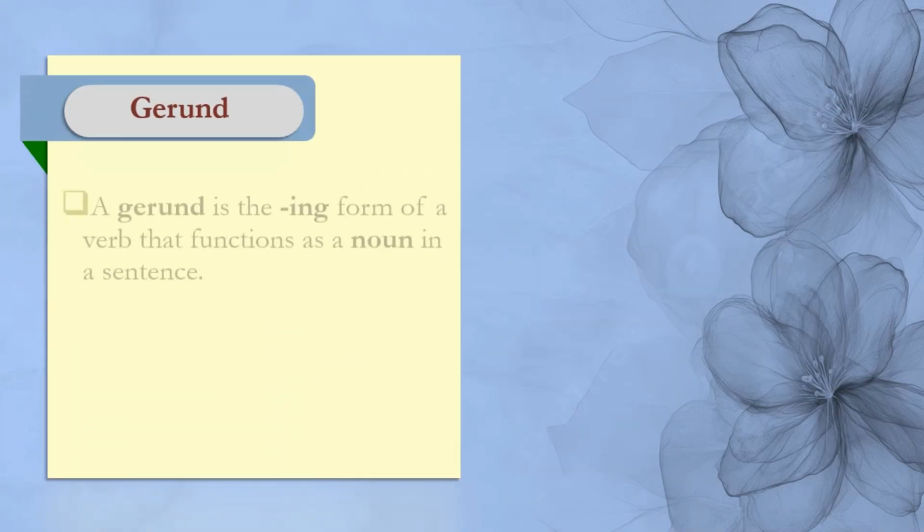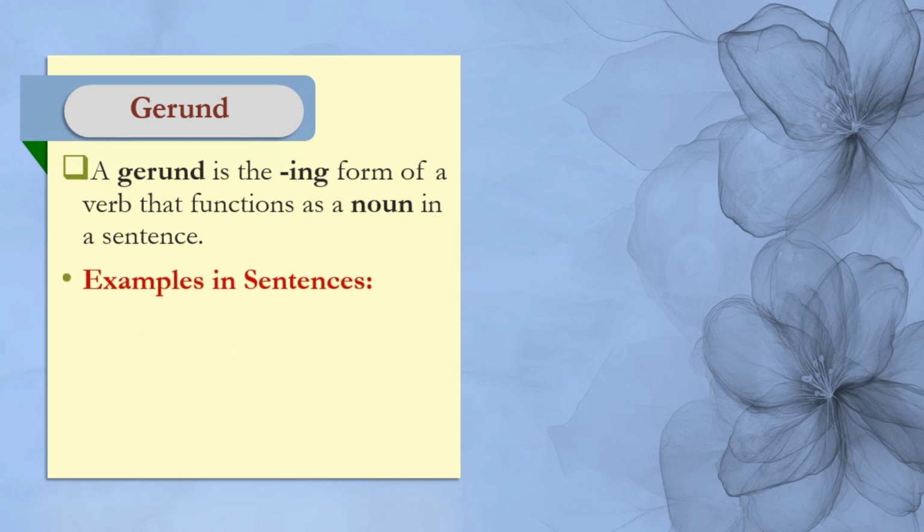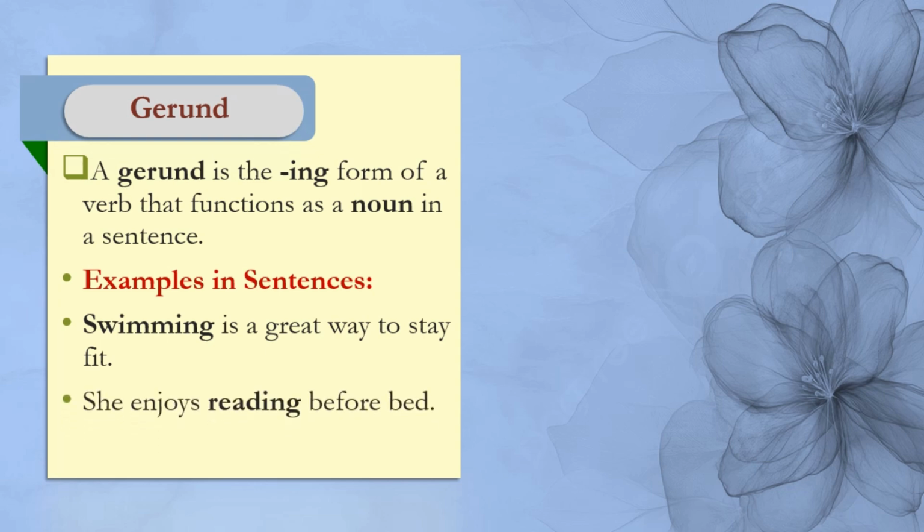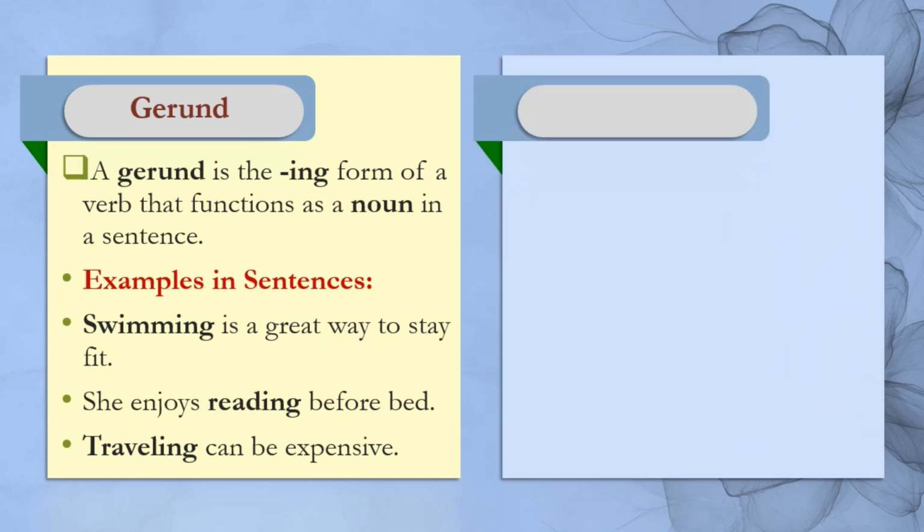Let's talk about gerunds. They're verbs ending in ing that actually work as nouns in sentences. Take this sentence: swimming is a great way to stay fit. Here, swimming looks like a verb, but it's functioning as the subject, the thing we're talking about. Or consider, she enjoys reading before bed. In this case, reading is what she enjoys, it's the object of the verb. And traveling can be expensive. Traveling is again the subject, the main topic of the sentence.